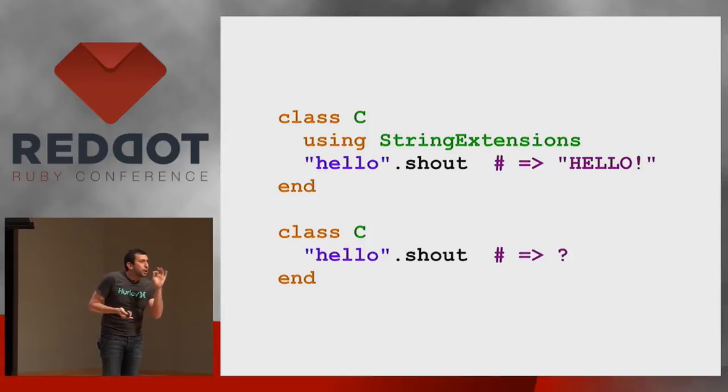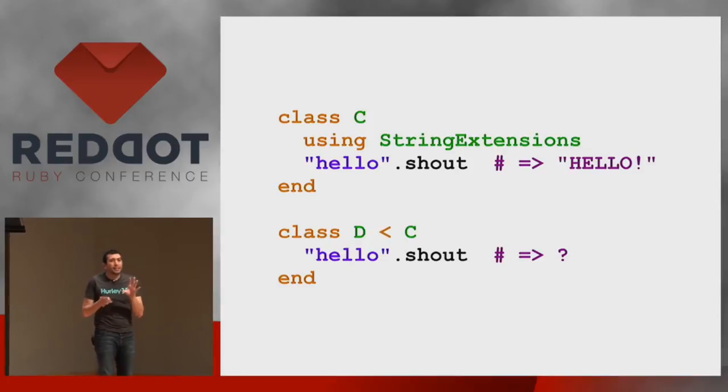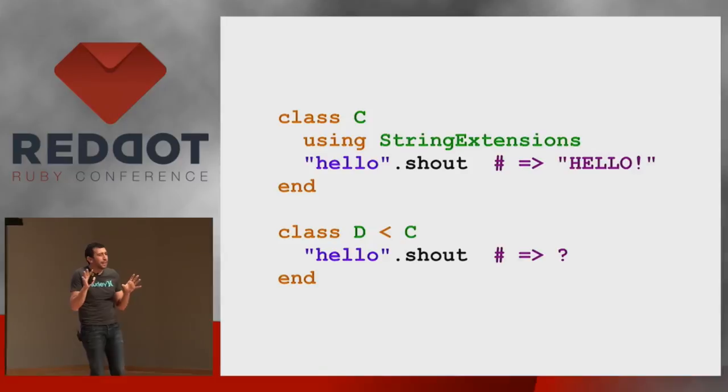A slightly more complex case. What if I inherit from the class instead? Once again, it's kind of like the same scope, right? The scope of D is kind of like the scope of C. Will the refinement work?